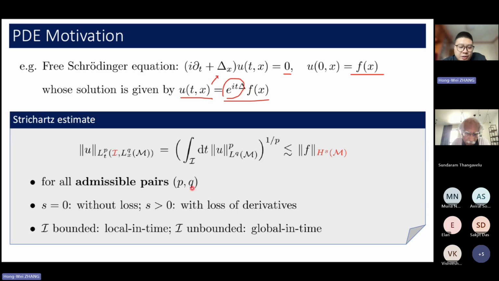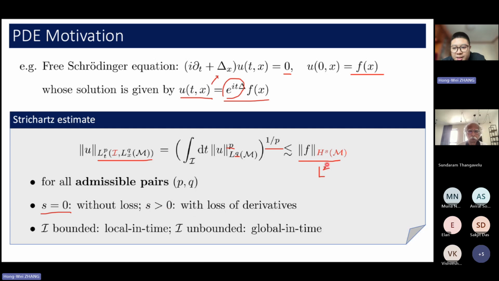So the Strichartz estimates just ask: can we control this solution in the time-space mixed norm by using the initial data, for initial data satisfying some regularity conditions? Sure, it cannot hold for all pairs p, q. If it works for some p, q, we say that the pair p, q is admissible. If s is 0, which means that the right-hand side becomes the L2 norm, in this case we say that the Strichartz estimate has no loss of derivatives or no loss of regularities.